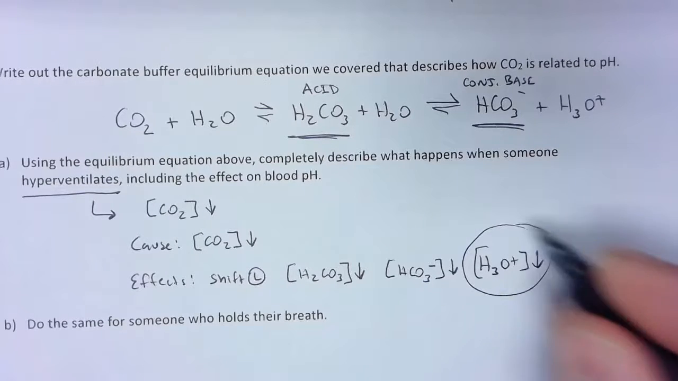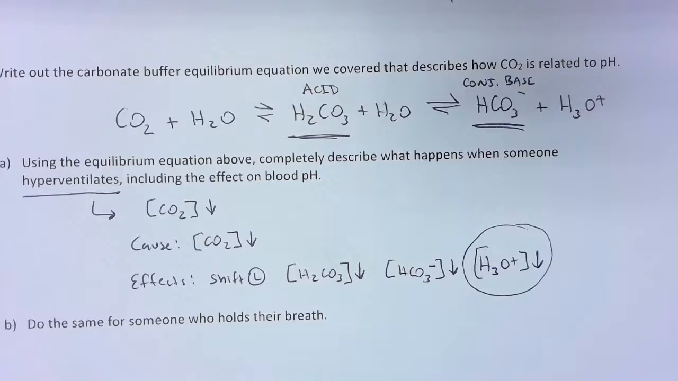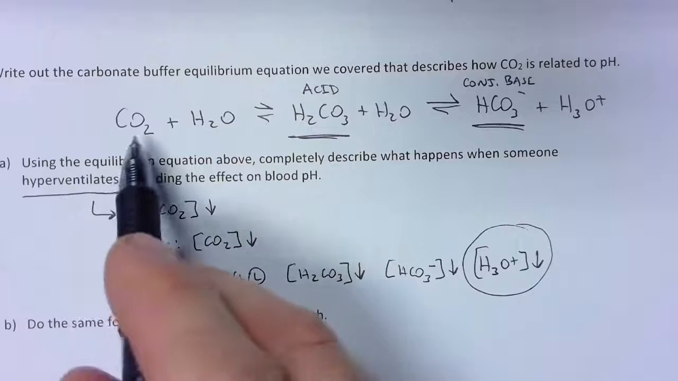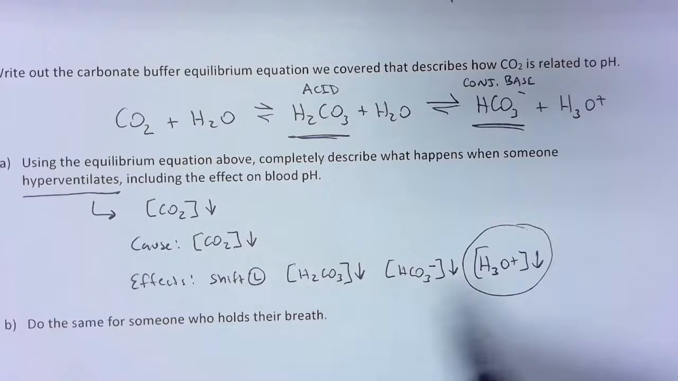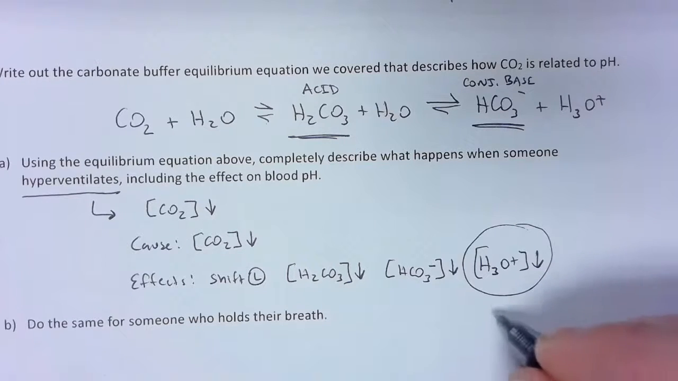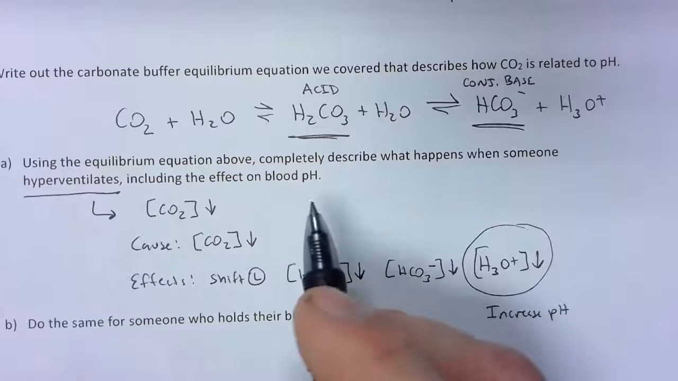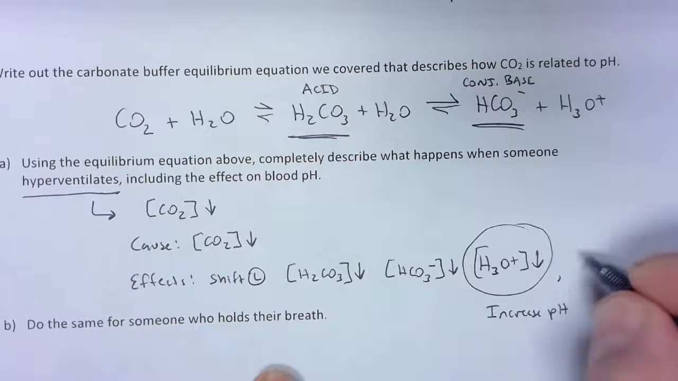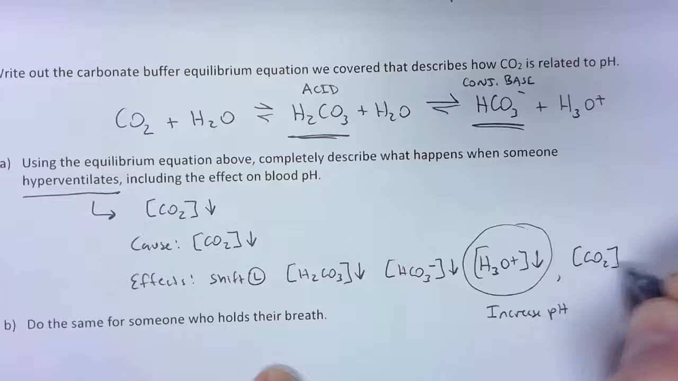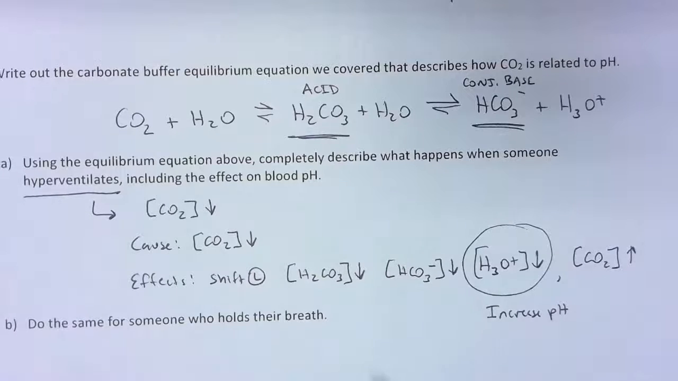This one is the key for understanding how the pH changes. Hyperventilation is going to remove CO2 from the blood, which is going to effectively increase the pH by lowering the concentration of H3O+. Now the compensation here that happens is that CO2 eventually will sort of be restored to normal, so its concentration will actually go up as a result of the effects here.